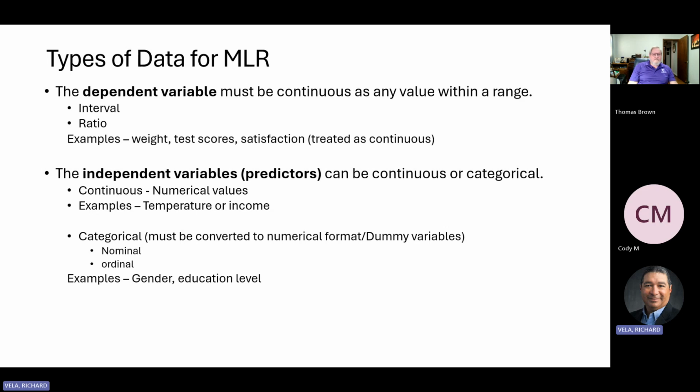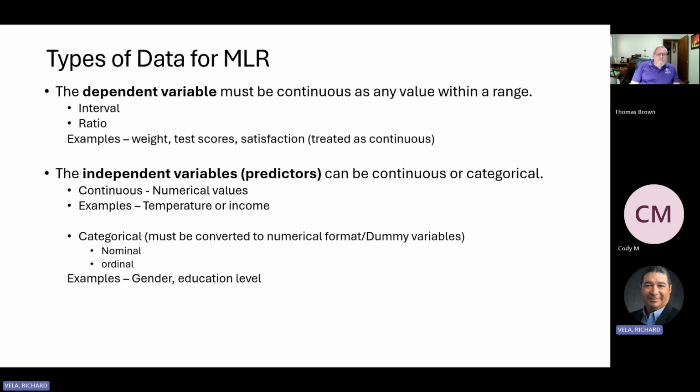So what types of data can we use for MLR? The dependent variable must be continuous, as any value within a range, right? This can be interval or ratio, and examples are weight, test scores, and even satisfaction treated as continuous. And I say that because we're actually going to be measuring satisfaction in our demonstration.